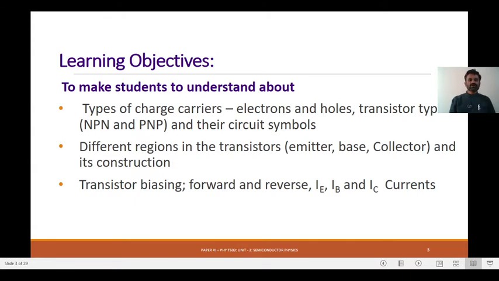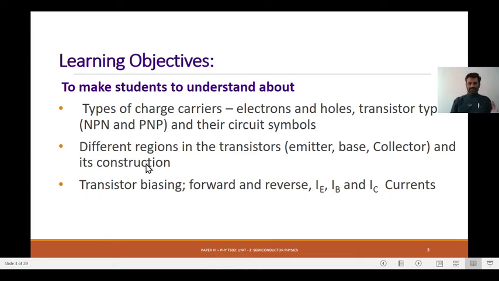A student should know the difference between NPN and PNP transistor circuit symbols and the different regions of a transistor. This is for the construction of a transistor one should understand. Like there will be three regions most commonly: the emitter region, base region and collector region. What is the basic difference between these three regions that a student should understand, and also its construction.